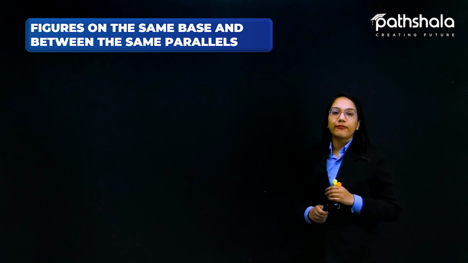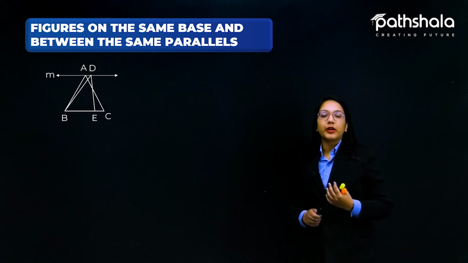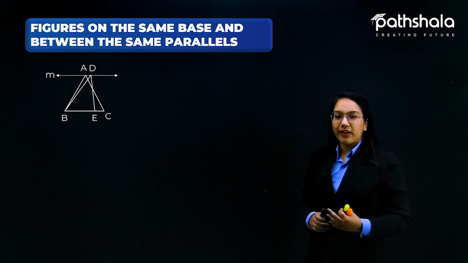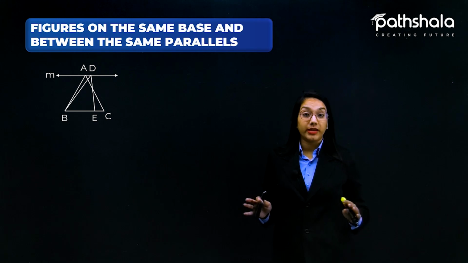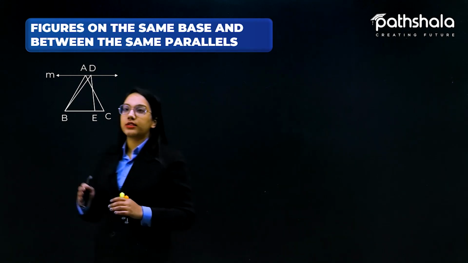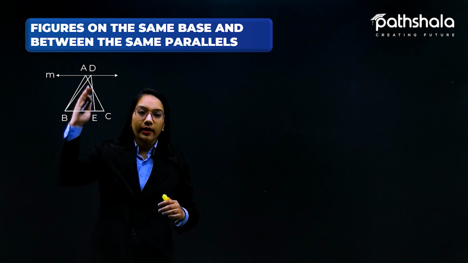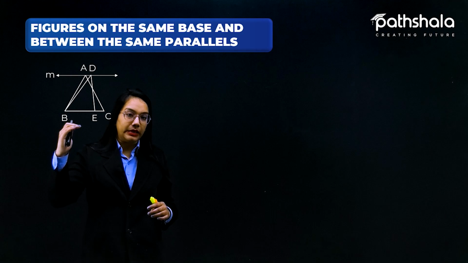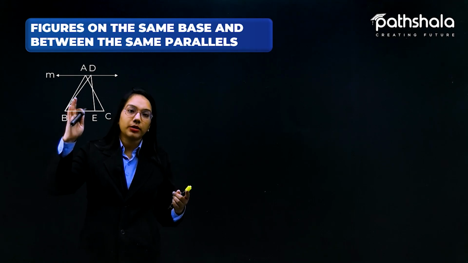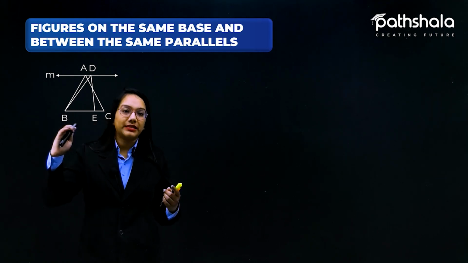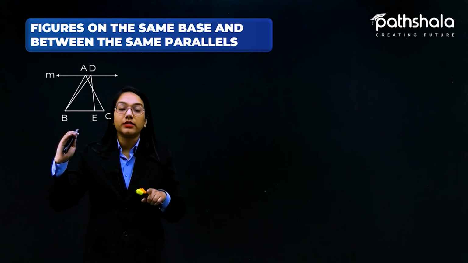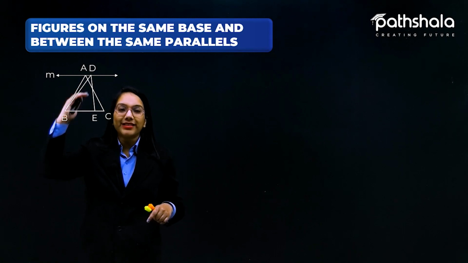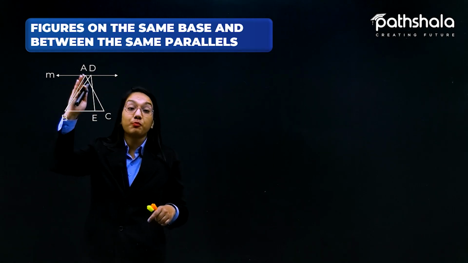Now let us suppose again I ask you whether this particular figure is lying on the same base and between the same parallels. First of all, we can see over here that they do not have a common base. Why so? Because these two triangles have different bases. The one triangle, DBE, has the base BE, but the triangle ABC has the base BC. But they are lying between the same parallels. Why so? Because the vertices opposite to the base are lying on the same straight line which is parallel to the base.